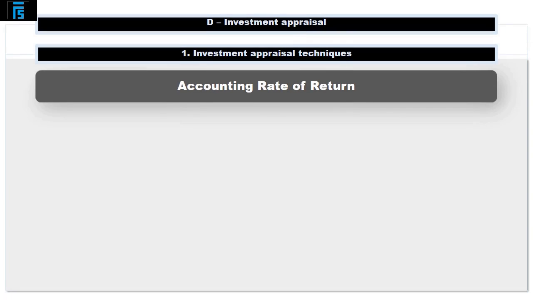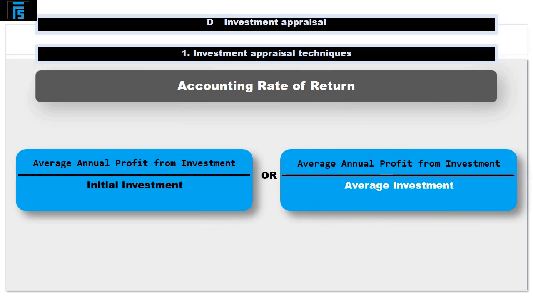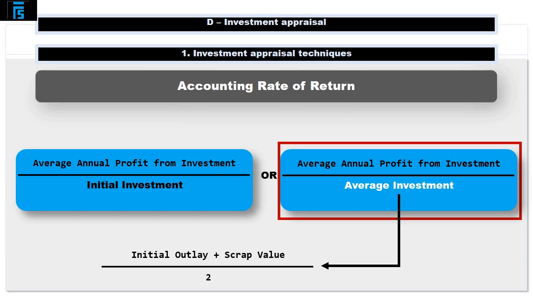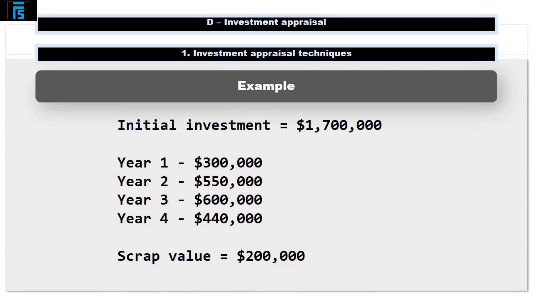So, let's begin. The accounting rate of return is the percentage return a profit generates on average per year. It's also known as return on investment. The formula is as follows: average annual profit from investment over initial or average investment, where average investment equals initial outlay plus scrap value divided by 2. Our examiner prefers to divide by average investment. This will be specified in the question.